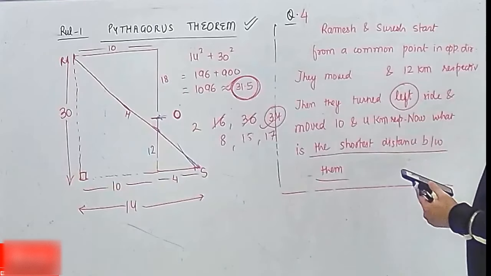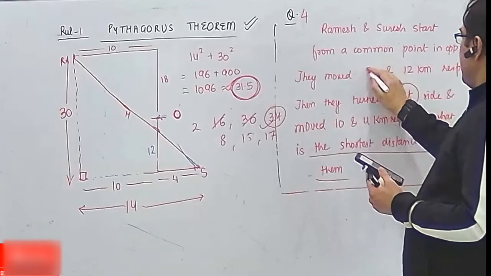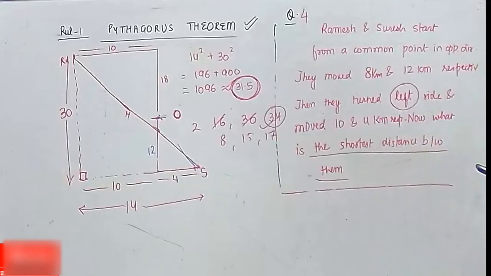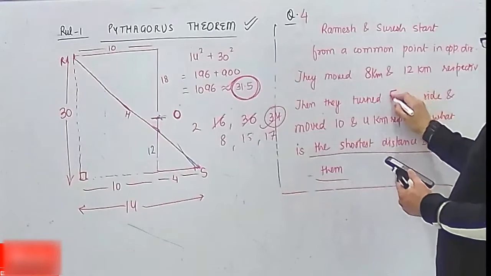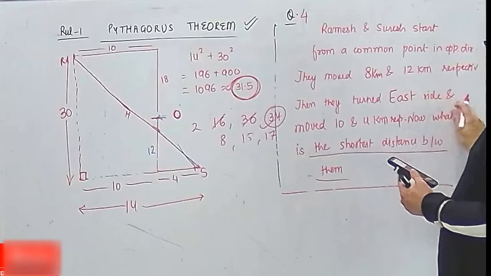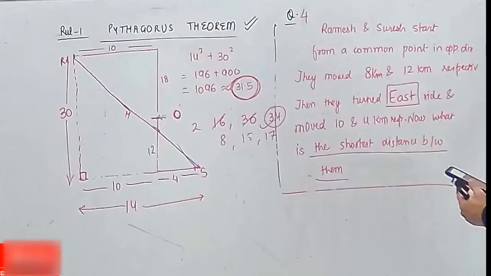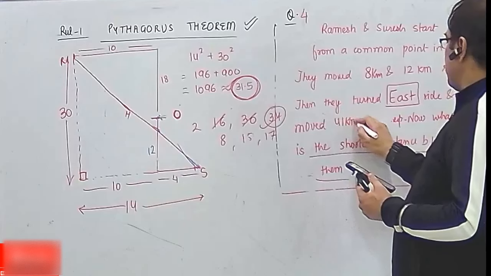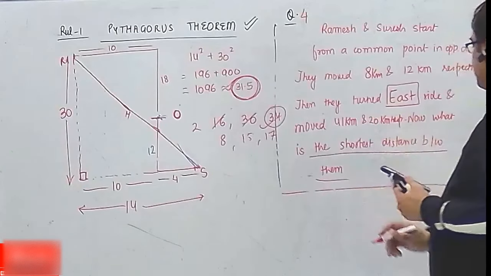Let's see the next question, students. They moved 8 kilometers and 12 kilometers respectively. Then they turned towards the east side and moved 41 kilometers and 20 kilometers respectively.